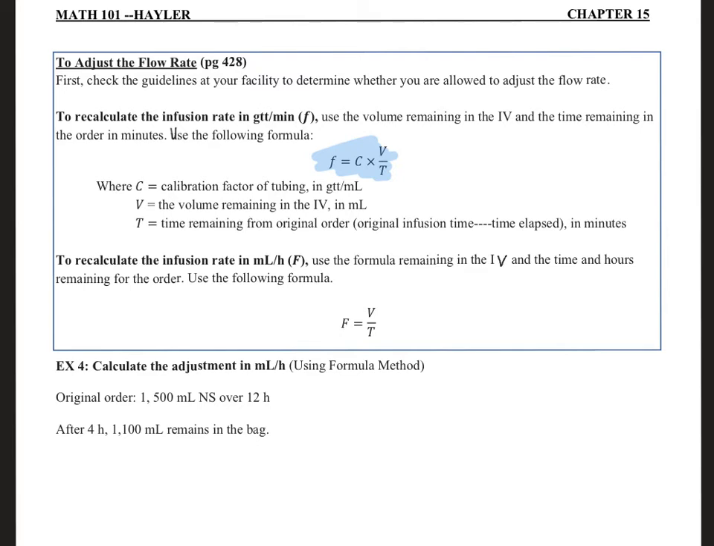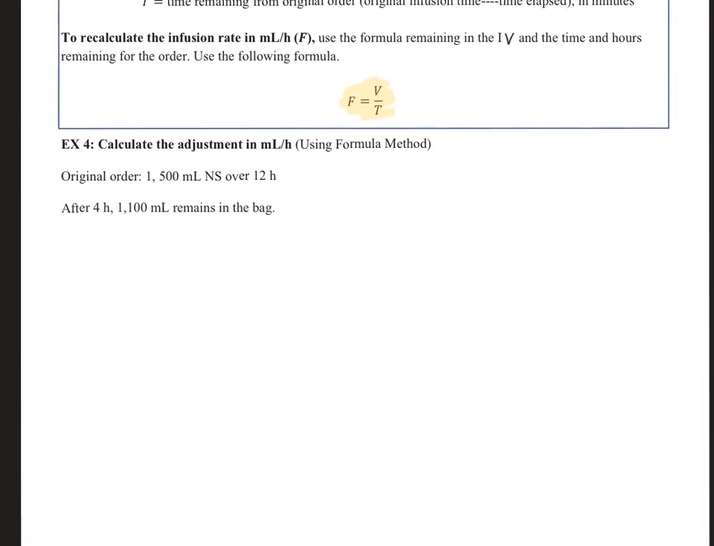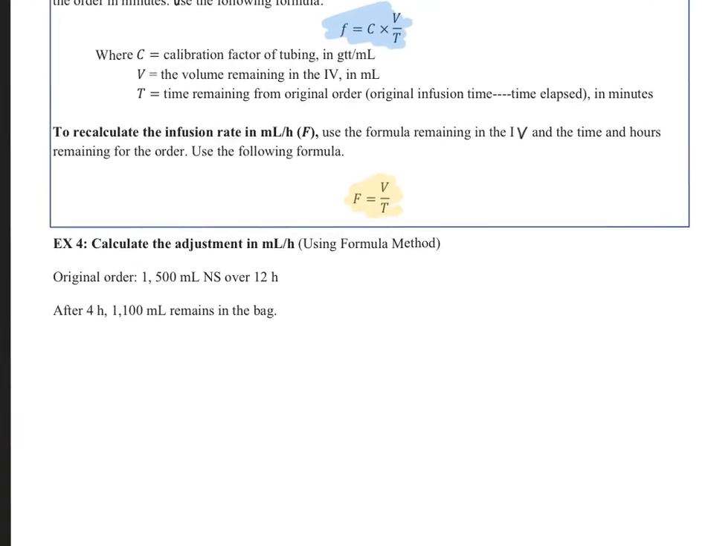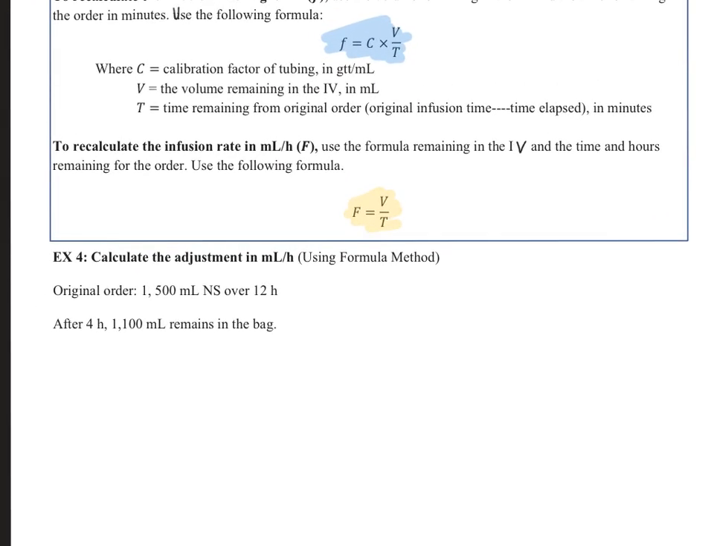And the time and hours remaining for the order, use the following formula. F equals V over T. Volume over time. All right, so let's look at example 4. Let me actually leave the formula there. Calculate the adjustment in milliliters per hour using the formula method. The original order was 1,500 milliliters normal saline over 12 hours. After 4 hours, 1,100 milliliters remain in the bag.